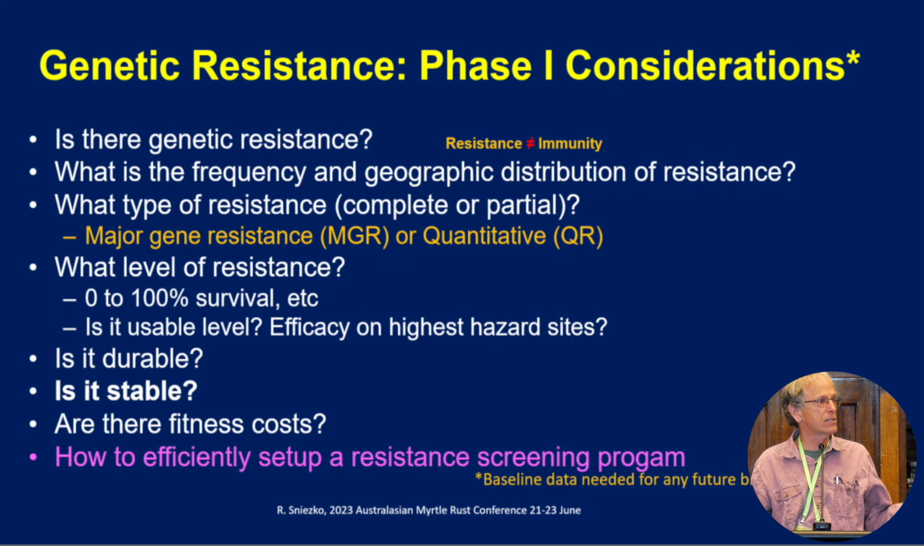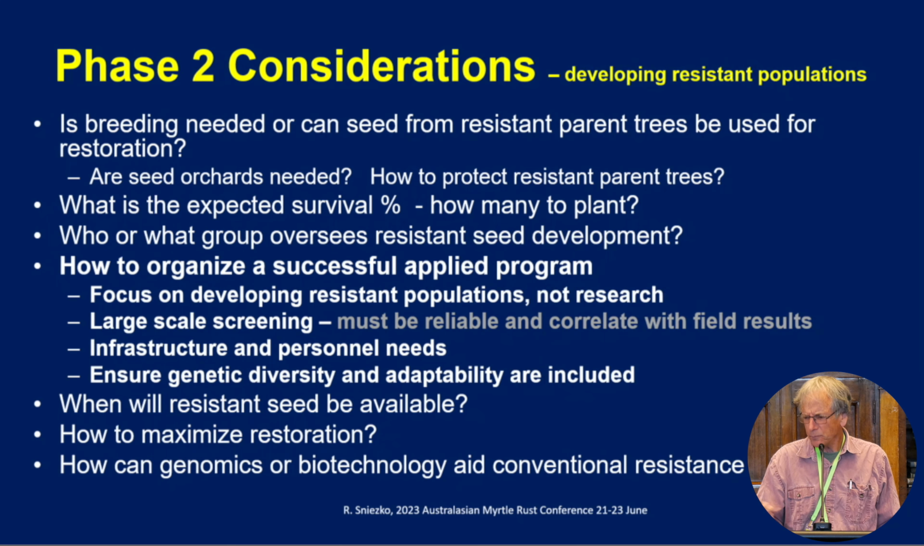So that's phase 1. Is there resistance? How much is there? What level? Et cetera. Phase 2 is, okay, we determined there's resistance, now we're ready to go forward. So do you need to do breeding, or is there enough resistance at a high enough level that you can use some stuff immediately? And it will vary by species in our program.